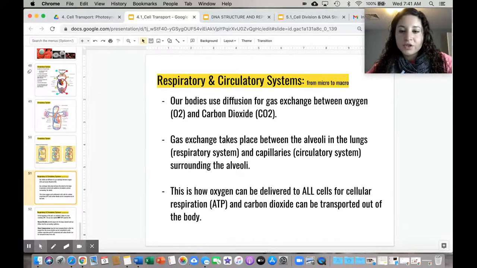This is how oxygen can be delivered to all cells for cellular respiration so that we can make ATP, and carbon dioxide can be transported out of the body. So this is looking at how we're actually getting the oxygen in and the carbon dioxide out.